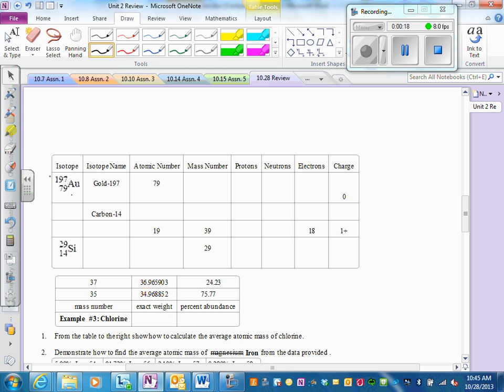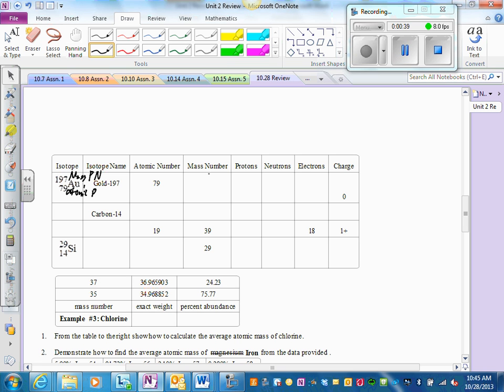Here, this 197 is the mass number, and the 79 is the atomic number. As a little bit of review, mass number is the same thing as protons plus neutrons, and the atomic number is the same as the number of protons. So let's go ahead and look over here.